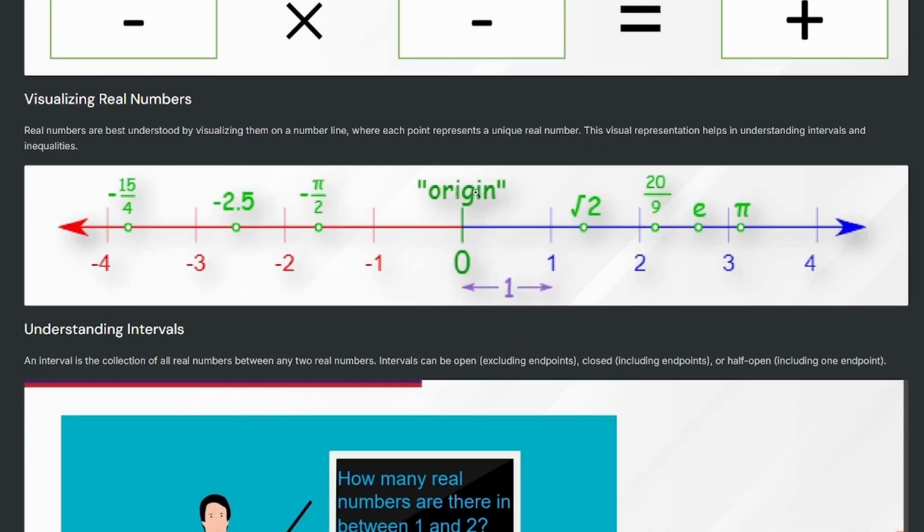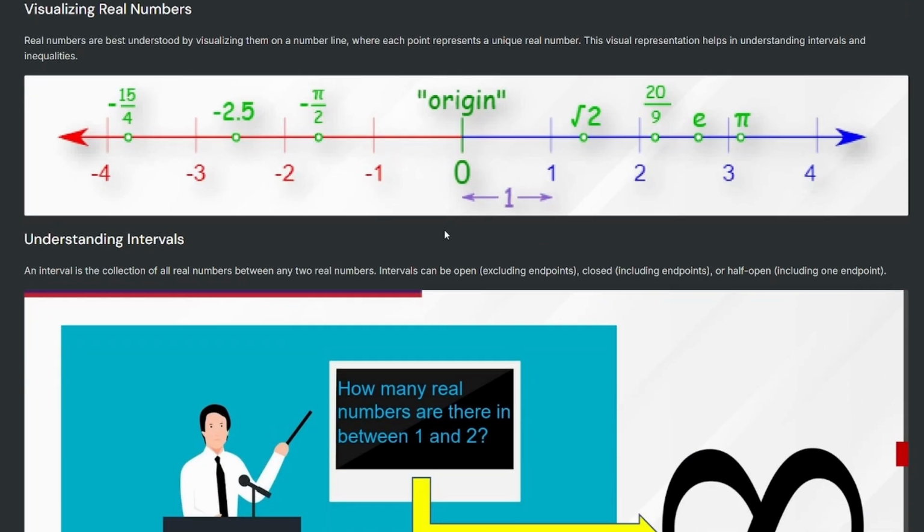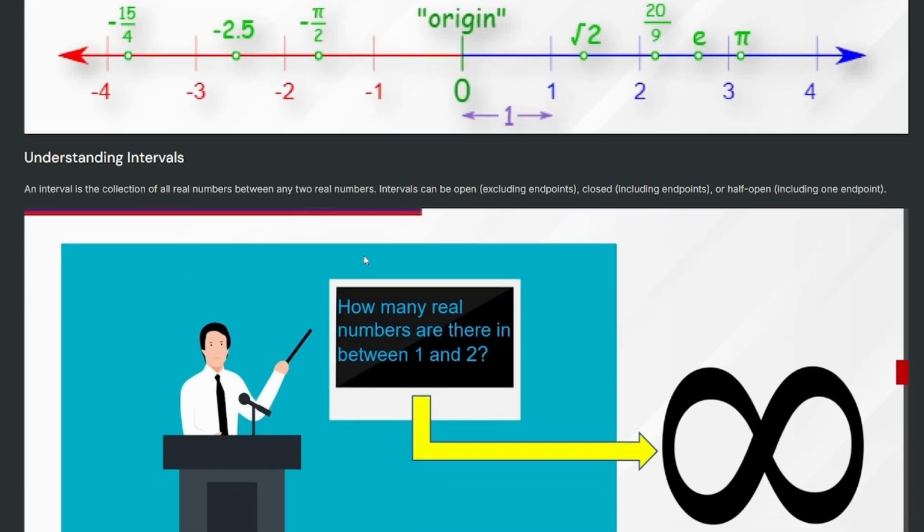No, there are infinite numbers between 0 and 1, because there is 0.1, 0.01, 0.0001, 0.00001. Basically, there are infinite numbers between any two real numbers. Okay, we'll talk about intervals in a short time.